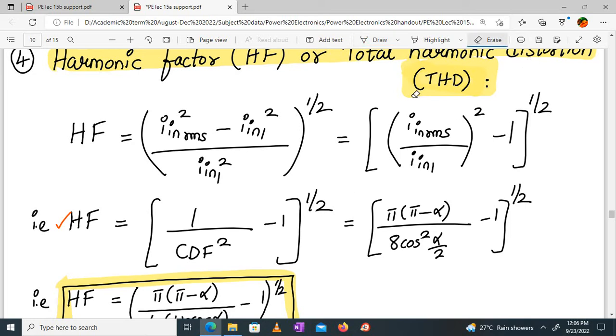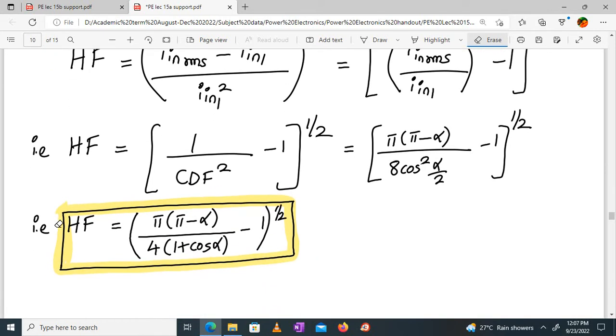Unless they ask you in the theory. And these are all there. They might ask you, derive this, what do you mean by harmonic factor, and derive the expression for it. Then you have to derive the expression like this, for a full converter or semi converter. Then you have to write all these things which I am writing. But for numericals, you just remember that basic formula.